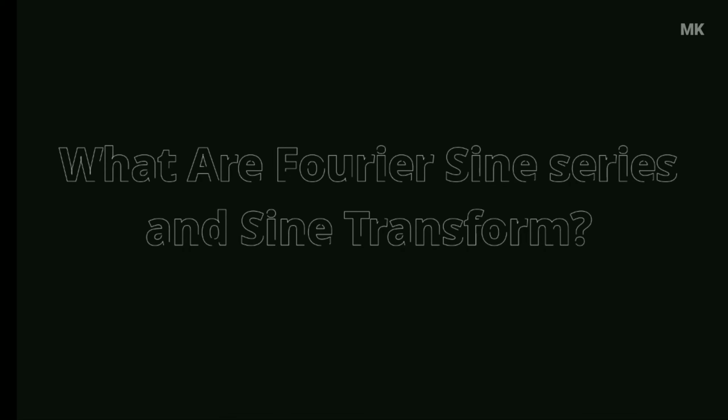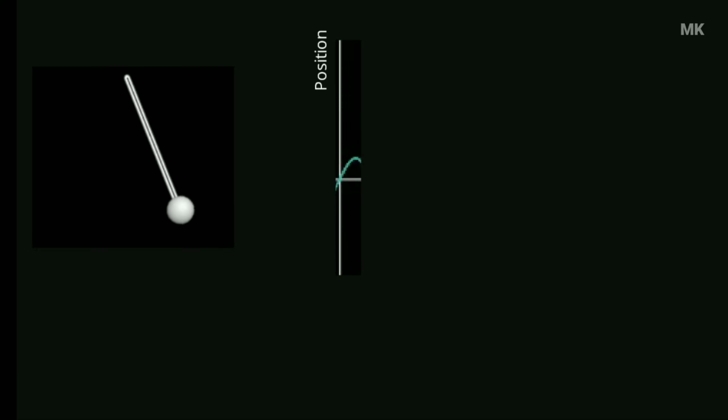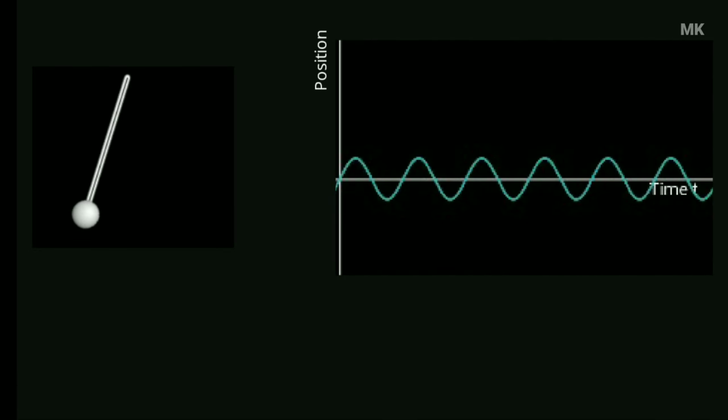Hello students, in this video we will try to understand what are Fourier sine series and transformation. For that I am going to consider a simple pendulum oscillating at 2 Hz frequency. That is, it oscillates 2 times per second. What if we plot the position of pendulum versus time? Yes, definitely it will be a sinusoidal function and it looks like this.